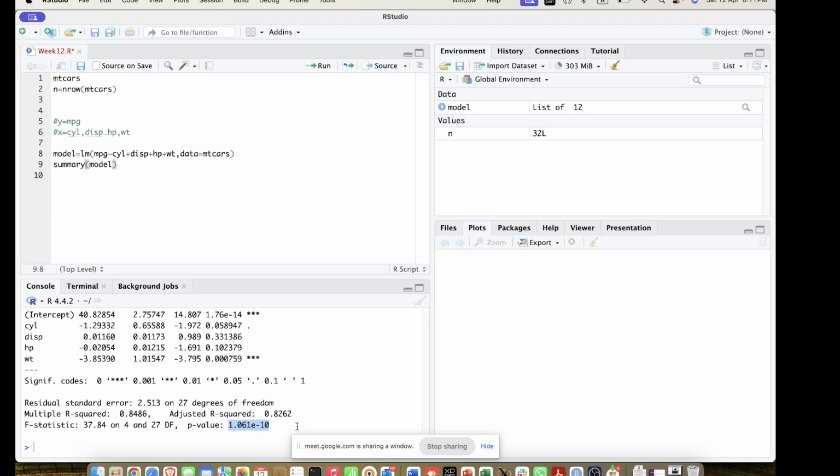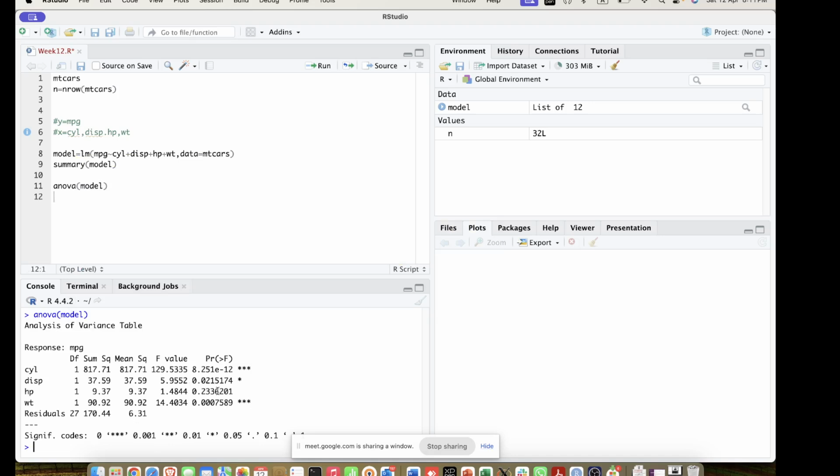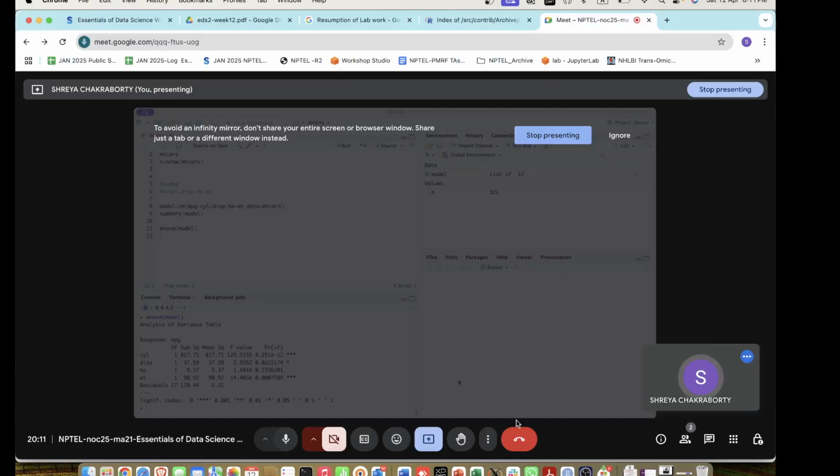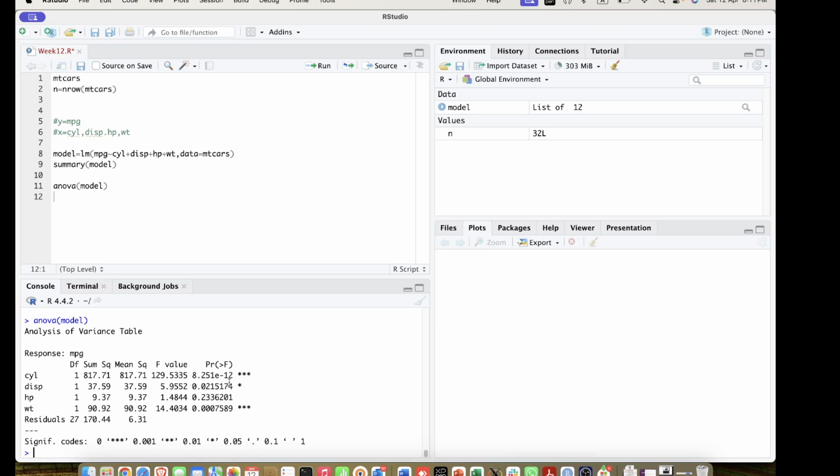If I want the ANOVA table, I am going to write anova of my model, and here I get the ANOVA table. Okay, so this is a response.